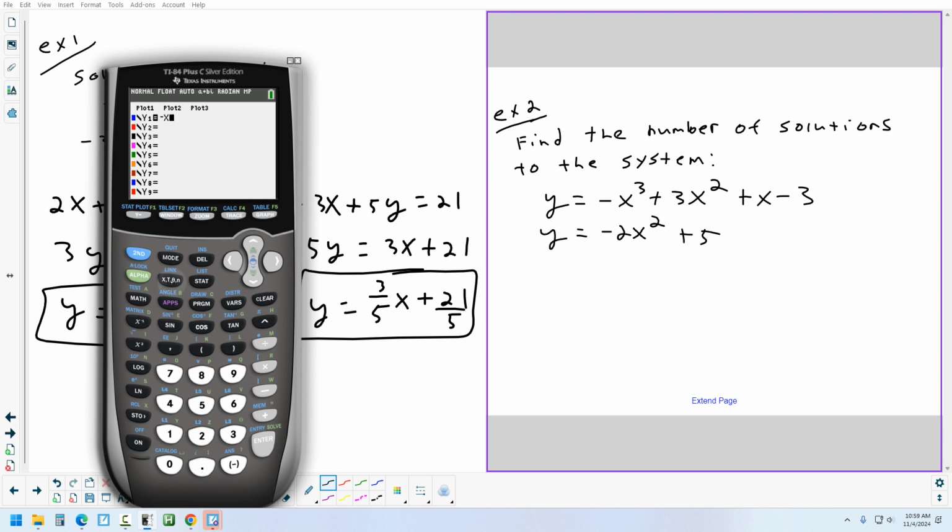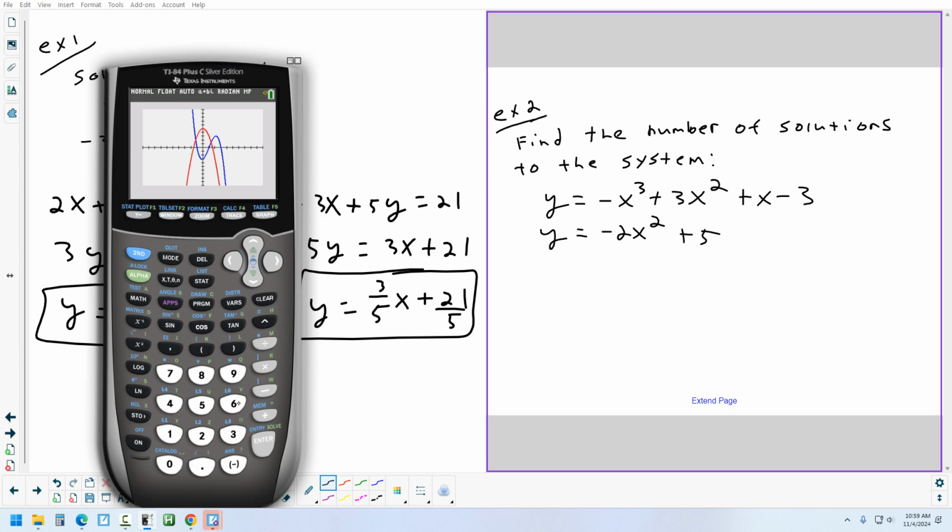Okay, so negative x cubed plus 3x squared plus x, and now I do want to do subtraction, so I am using the button on the right side. Okay, minus 3. Okay, negative 2x squared plus 5. All right, I'm going to start with Zoom 6 and see what it looks like. So we're going to get a cubic, and we're going to get a parabola that's been flipped opening down.